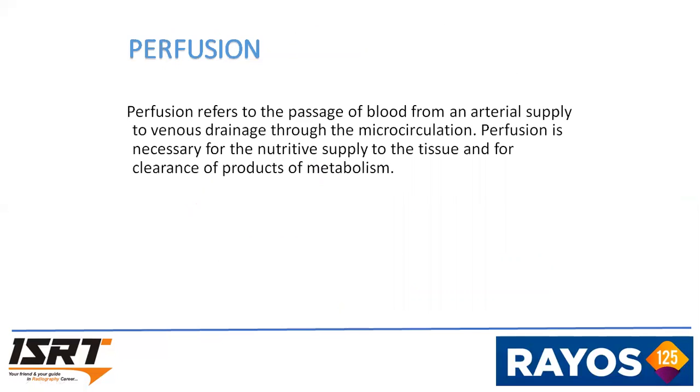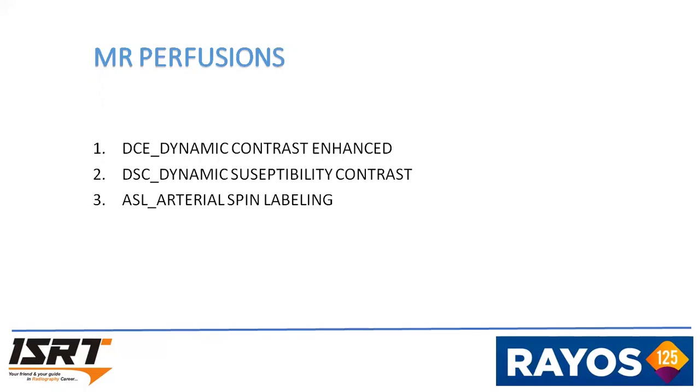Coming to perfusion, as we know, perfusion refers to the passage of blood from an arterial supply to the venous drainage through the microcirculation. Perfusion is necessary for the nutritive supply to the tissue and for the clearance of the products of metabolism. MR perfusion includes dynamic susceptibility contrast, dynamic contrast enhanced, and arterial spin labeling.